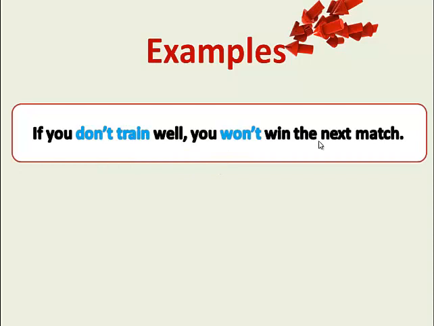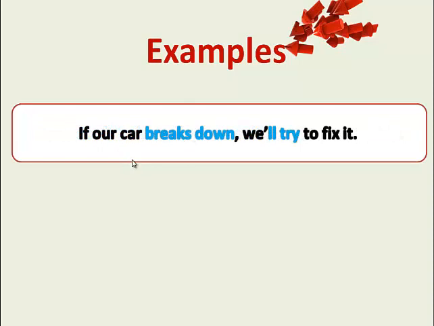In the main clause, the verb is also in the negative. And instead of using the long form will not, I use the short form won't. So won't is the short form for will not. The complete sentence reads, if you don't train well, you won't win the match. If our car breaks down, we'll try to fix it.